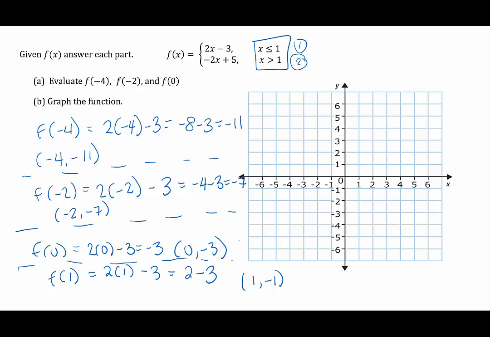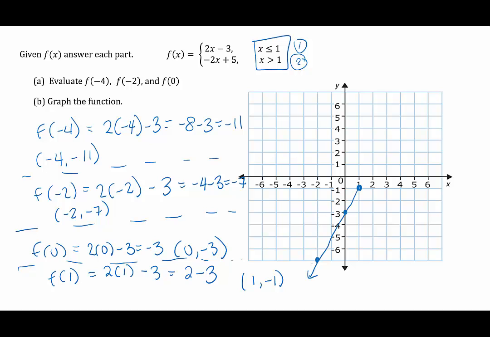I want to graph each piece. Each piece should be part of a line where one stops at 1 and the other starts at 1. So I'm going to go ahead and graph 1, -1 down here, and I use a nice closed circle. Now I'm going to graph some of these other points. I don't need to graph them all. In fact, -4, -11 is not even going to fit on my graph. But 0, -3 will, and -2, -7 will. So I see one piece looks like a nice line down here.